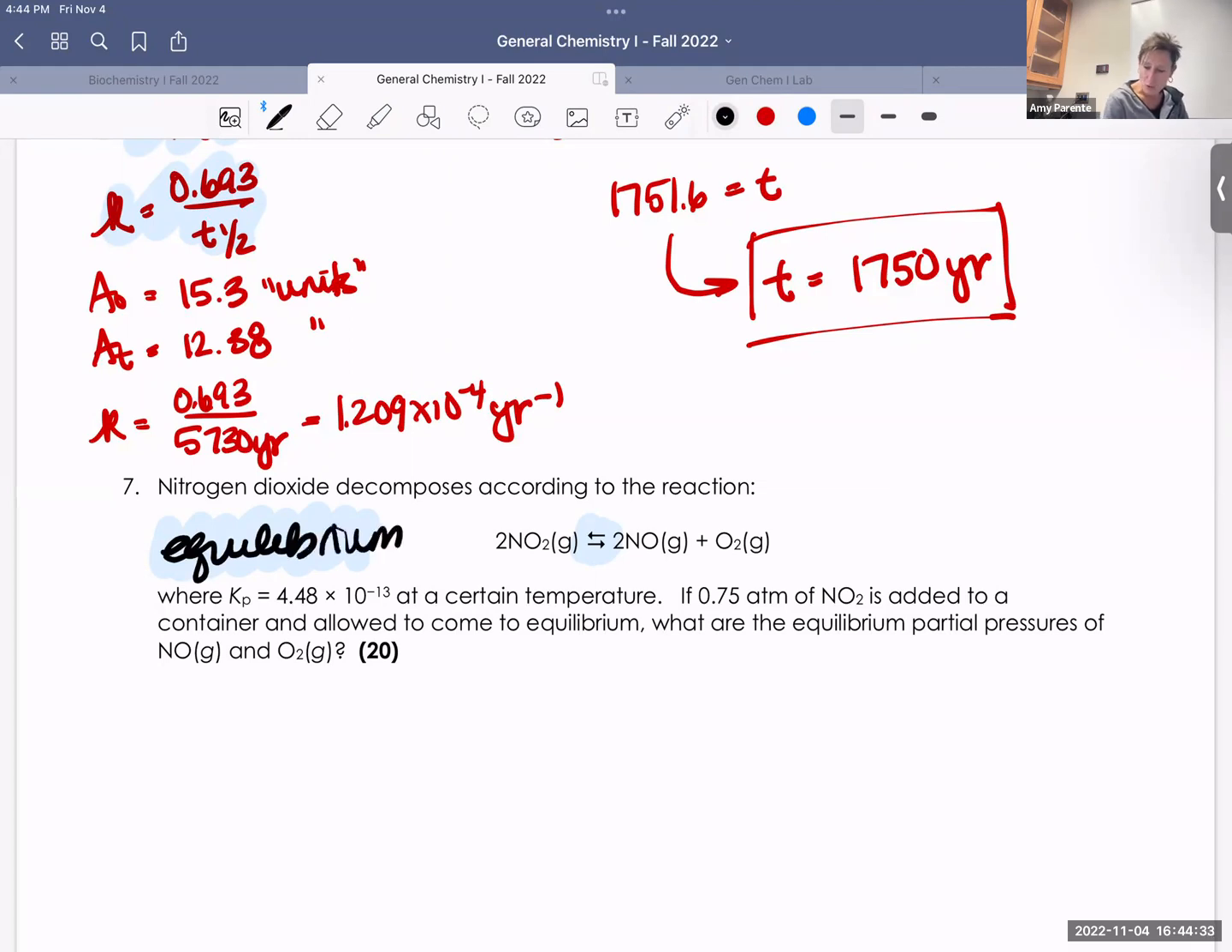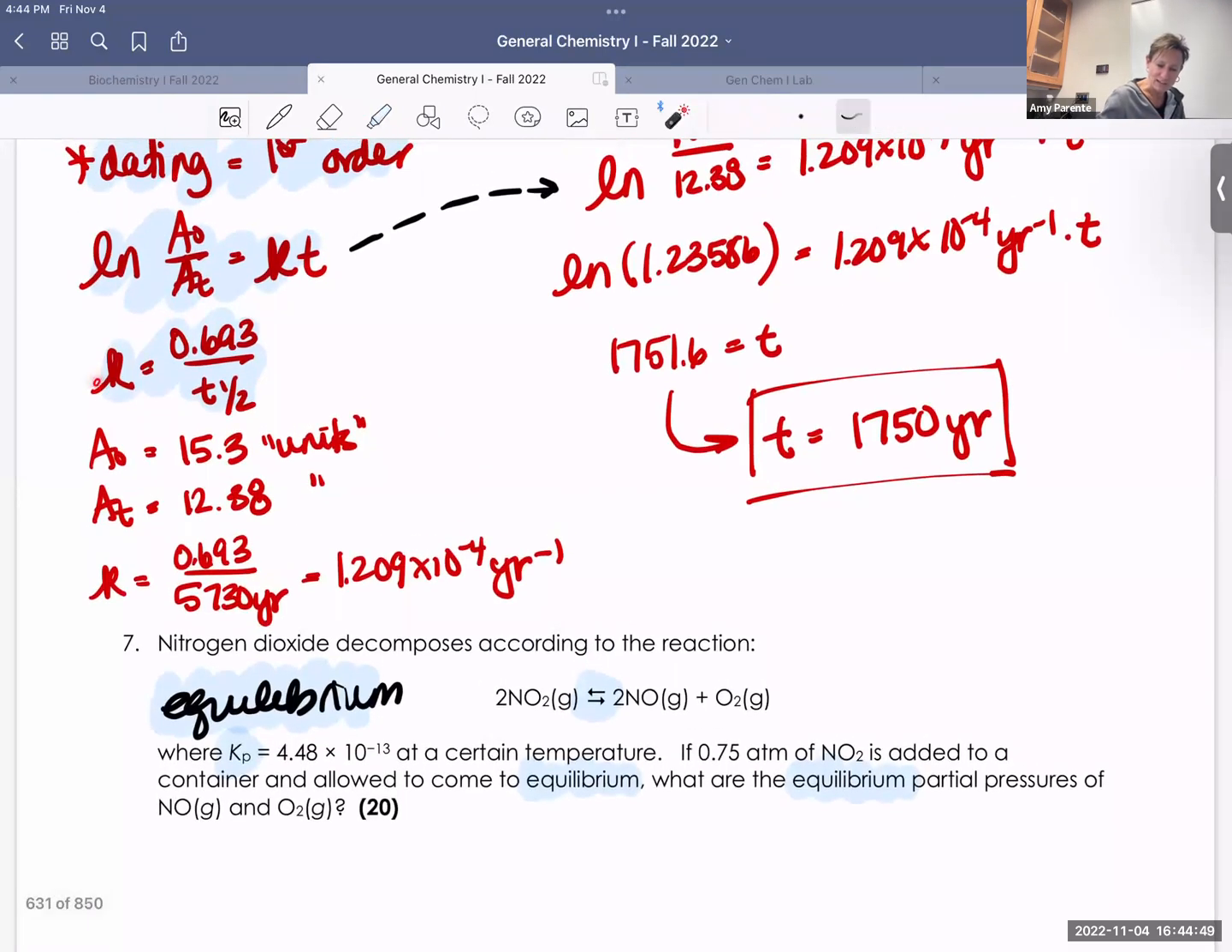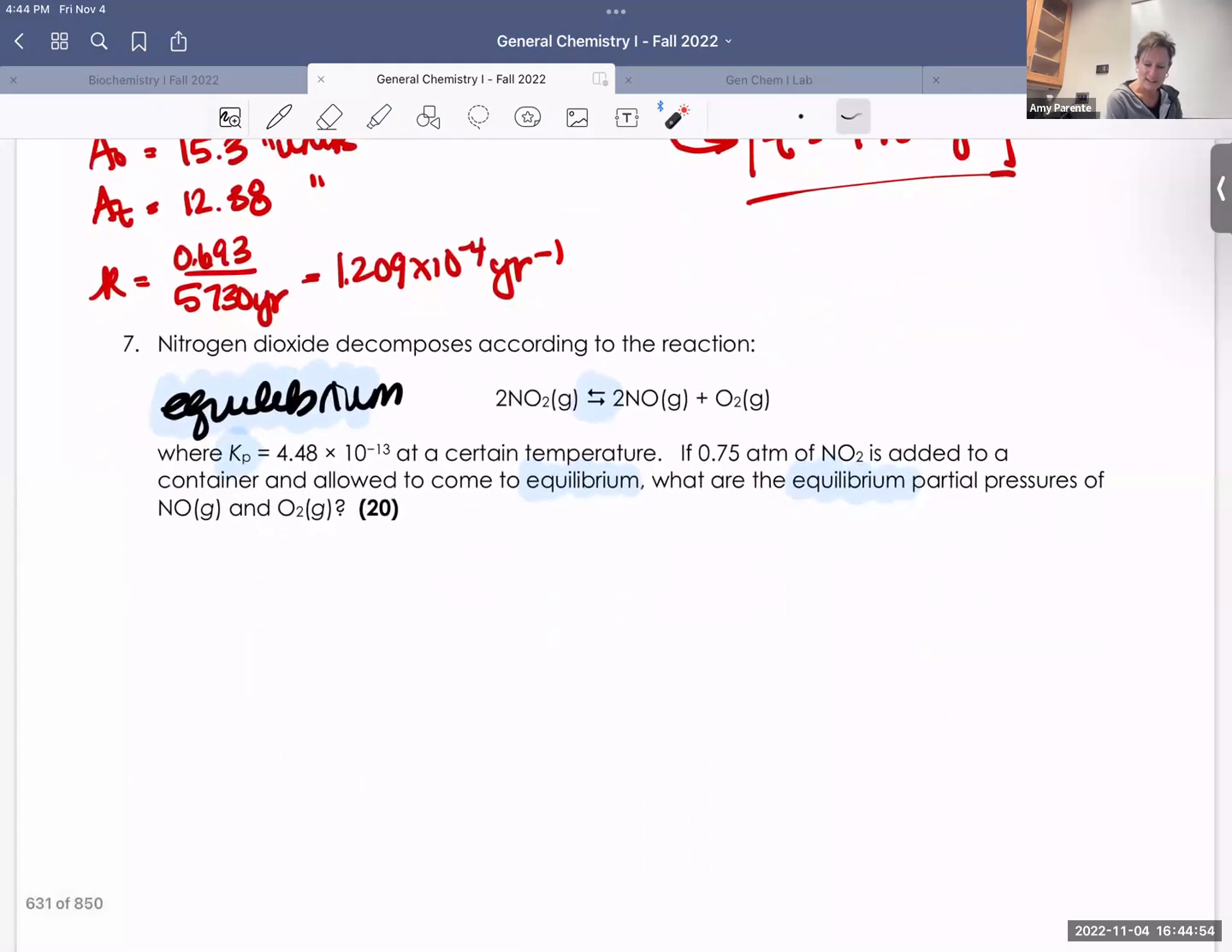We see the word equilibrium in here, but even if you don't, the fact that we see a big K is an indication that we're doing an equilibrium problem. So don't be throwing out equations like this. This tells us we've got nitrogen dioxide decomposing. It gives us a chemical reaction and a Kp value. And they tell us that if we've got 0.75 atmospheres of NO2 added to a container and allowed to come to equilibrium, what are the equilibrium partial pressures of the two product gases?